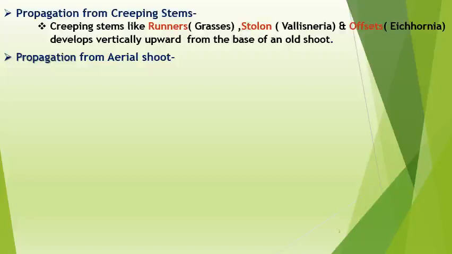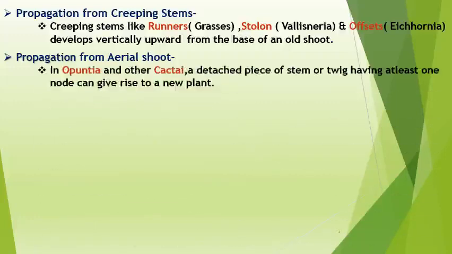Then after there is a propagation from the aerial shoot. In the propagation of aerial shoot, you can just take the example of the xerophytic plants in which Opuntia and cactus, they are just having capacity to detach from the parental plant, and after that they can reproduce themselves from the detached piece of stem to give rise a new plant.